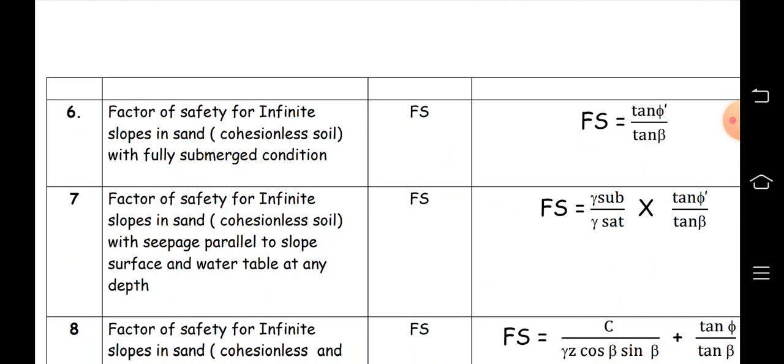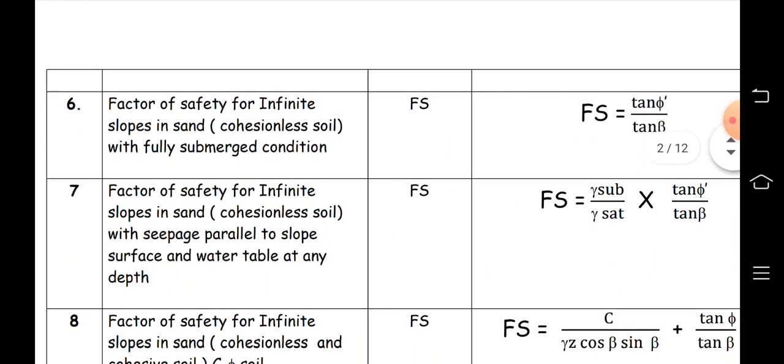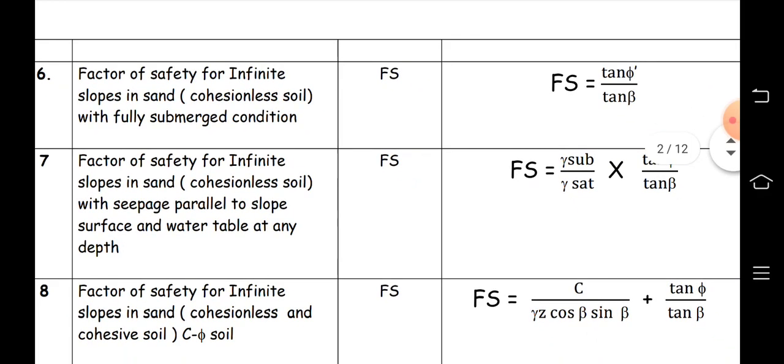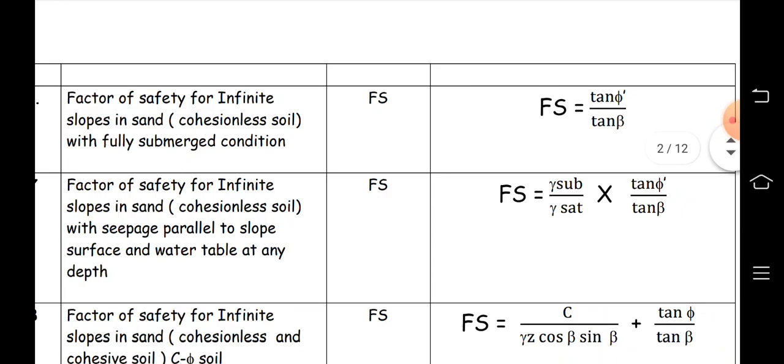Then the factor of safety in sand when the seepage is parallel to the slope, and the water table occurs at any depth. Okay, and the soil is cohesionless. So the formula is Fs equal to gamma submerged upon gamma saturated into tan phi dash upon tan beta. So phi dash is the effective angle of internal friction, beta is the slope angle, gamma submerged is the submerged unit weight, and gamma saturated is the saturated unit weight.